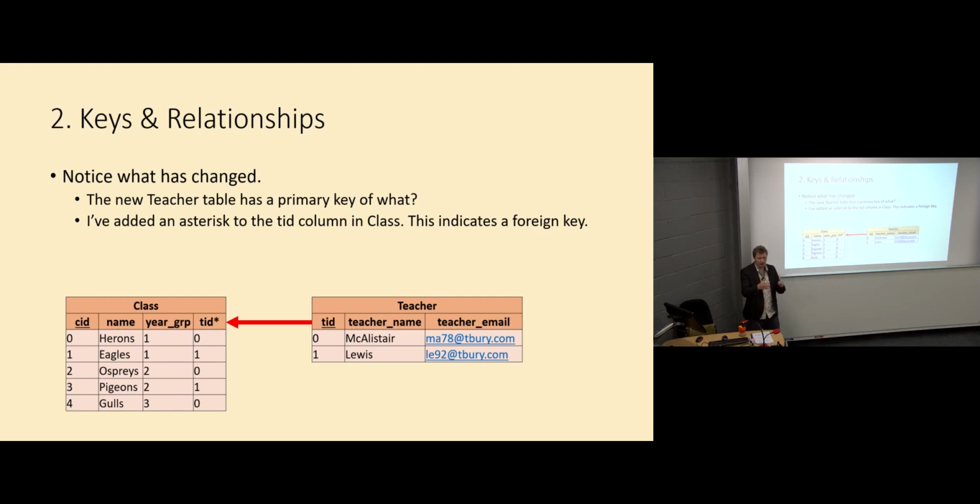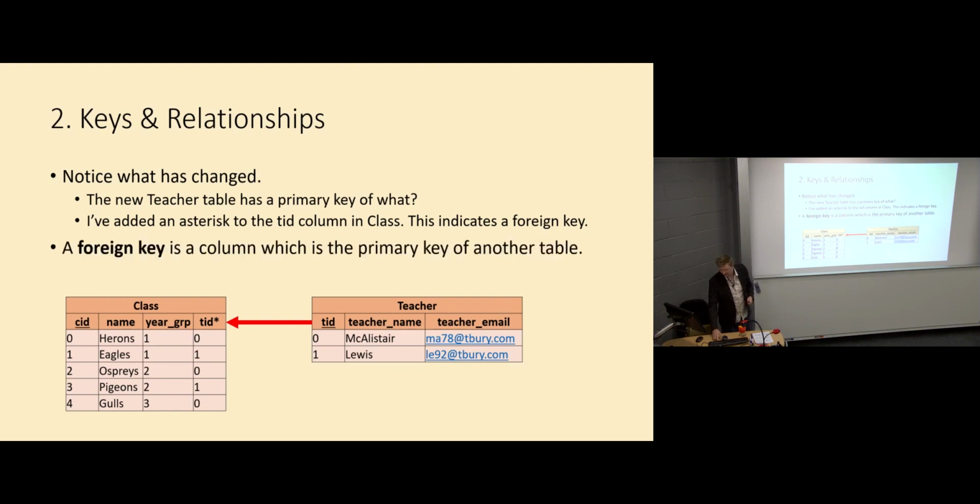So a foreign key is a column in another table which refers to the primary key of a different table. So TID here is a primary key, but over here it's a foreign key. Okay? And our foreign keys are denoted with an asterisk next to them, and you'll notice that it's underlined here because it's the primary key of this table. Does that relationship add up to everyone? Yeah, good. So a foreign key is a column in which the primary key of another table.